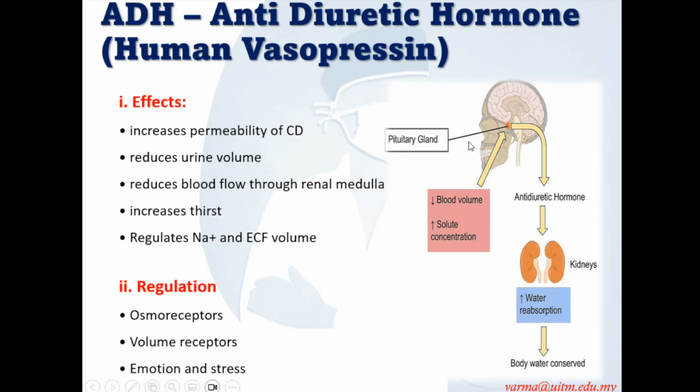Where is it secreted from? It's secreted from your pituitary gland. The main stimulus for its secretion is a decrease in blood volume and an increase in solute concentration. Hypertonic, hyperosmolar serum or hypovolemia. Okay, these are all stimuli for antidiuretic hormone.